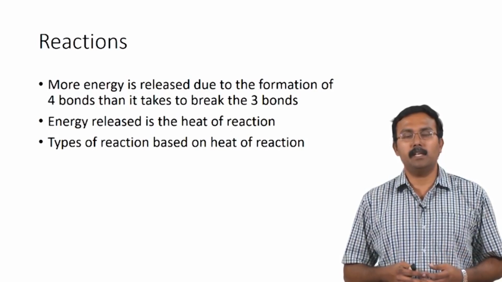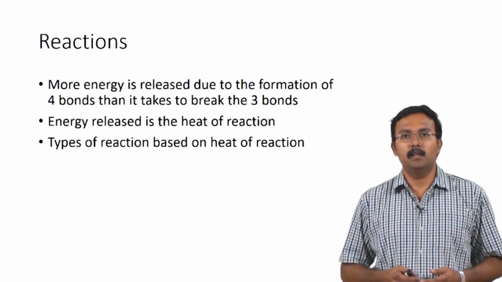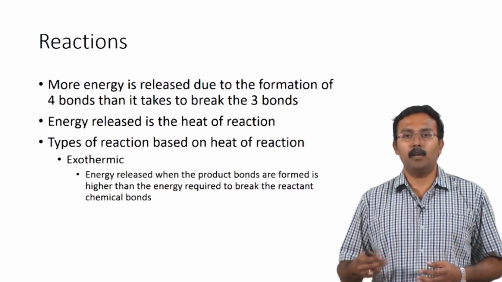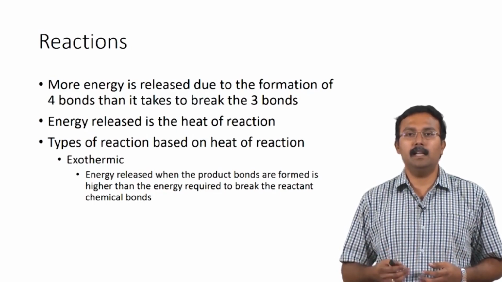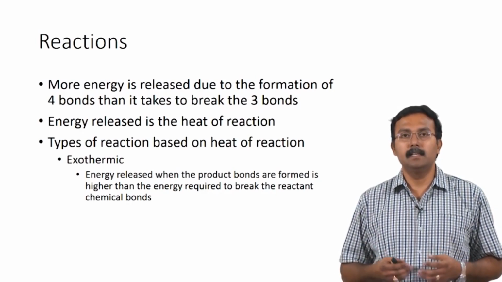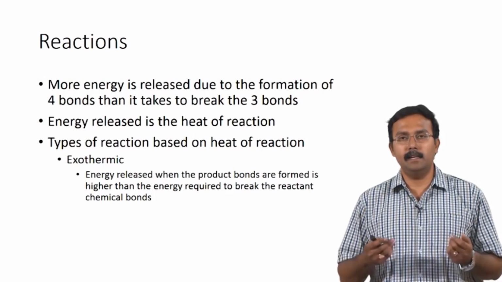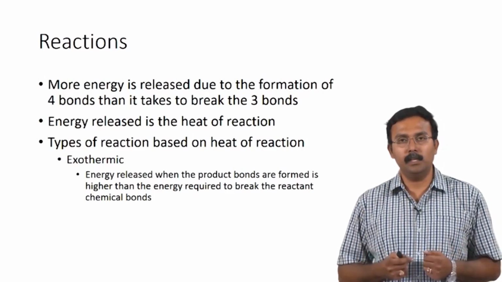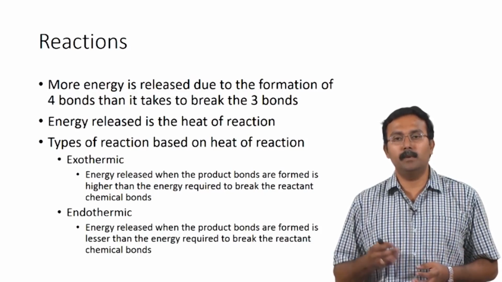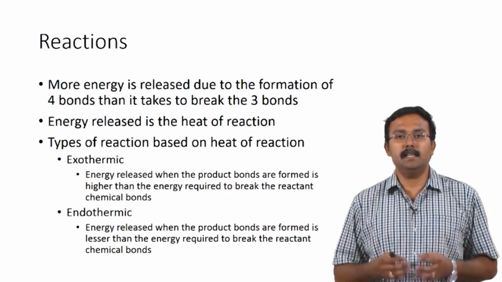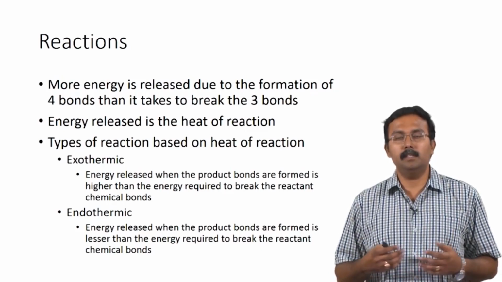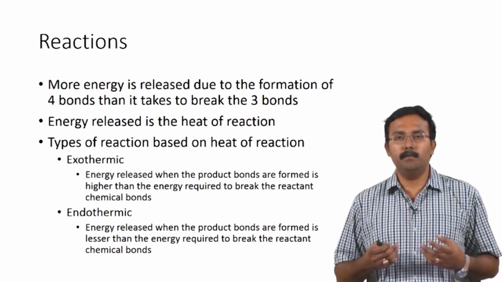So, this is the classification which all of us are familiar with. We have exothermic reactions where the energy released when the product bonds are formed is higher than the energy required to break the chemical bonds of the reactants. So, for this you have energy being released, heat is released usually, and you also have endothermic reactions where the energy released when the product bonds are formed is lesser than the energy which is required to break the reactant chemical bonds. Now, these are the 2 types of reactions which we would be looking at.